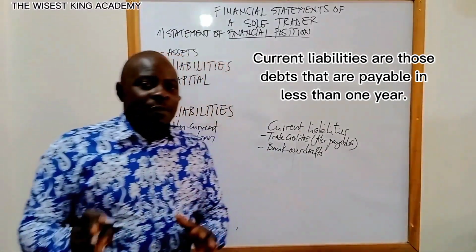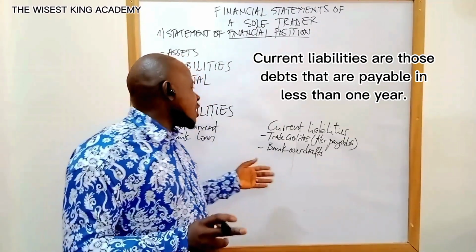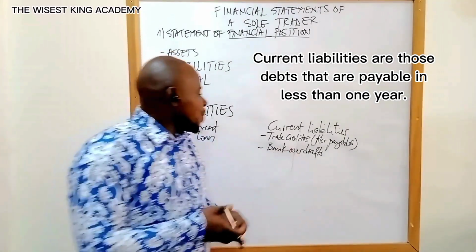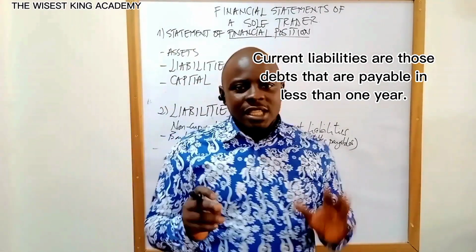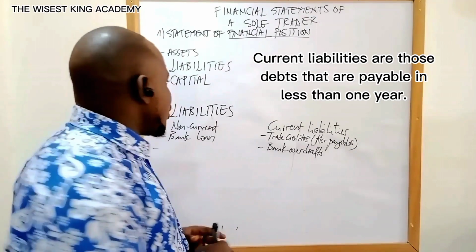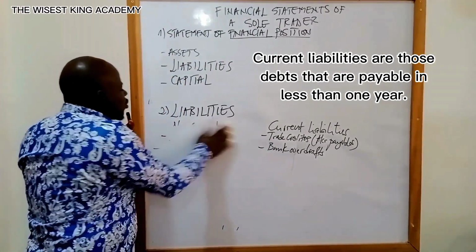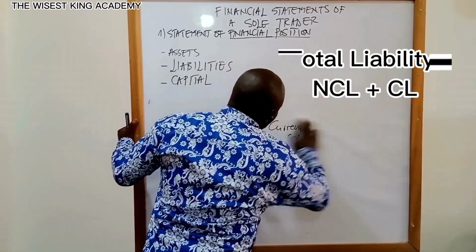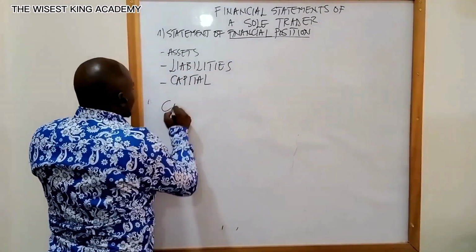When we look at further topics like financial statements adjustments, we are going to see other things that will be added under current assets and current liabilities. But for now, when you pick up the books of a sole trader, the statement of financial position, this is what you are expected to see. Okay, that is it about liabilities. So let's go straight to capital. Capital, that's number three.